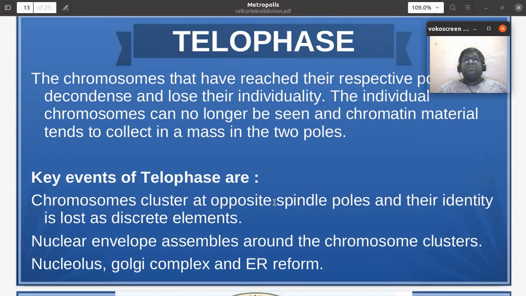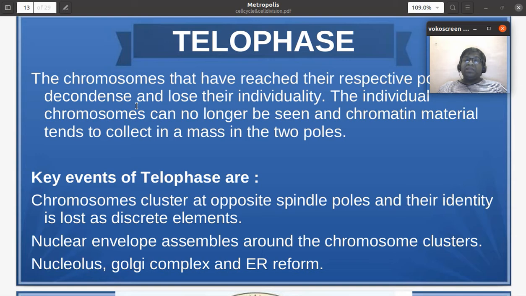See, the chromosomes that have reached their respective poles decondense, that is, they become highly uncoiled, and lose their individuality. The individual chromosomes can no longer be seen, and you can see them as chromosomal material or chromatin material, which collects as a mass in the two poles. So the key events during telophase are that the chromosomes cluster at opposite spindle poles and their identity is lost as a discrete element. They are seen as chromatin material or chromosomal material.